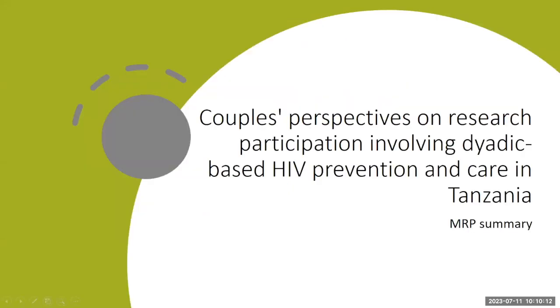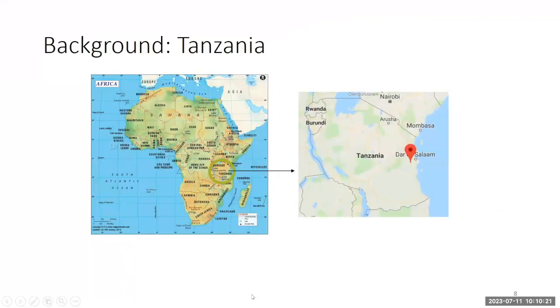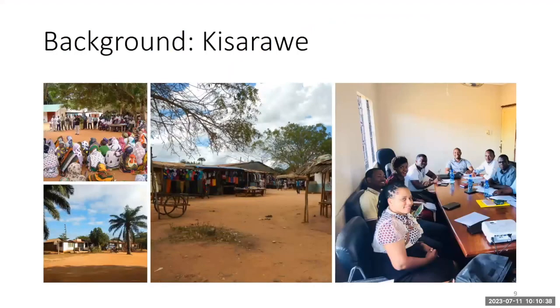So now I'll get into my MRP, which was couples' perspectives on research participation involving dyadic-based HIV prevention and care in Tanzania. So in case anybody needs a refresher on geography, Tanzania is in East Africa. This research took place in a peri-urban area called Kisarawe, about an hour from the administrative capital of Dar es Salaam. And here's just some pictures to give you some context. In the middle is the marker. On the far left-hand side is a community meeting where we're doing sensitization about a study. On the bottom left is the hospital. On the far right is my cab.